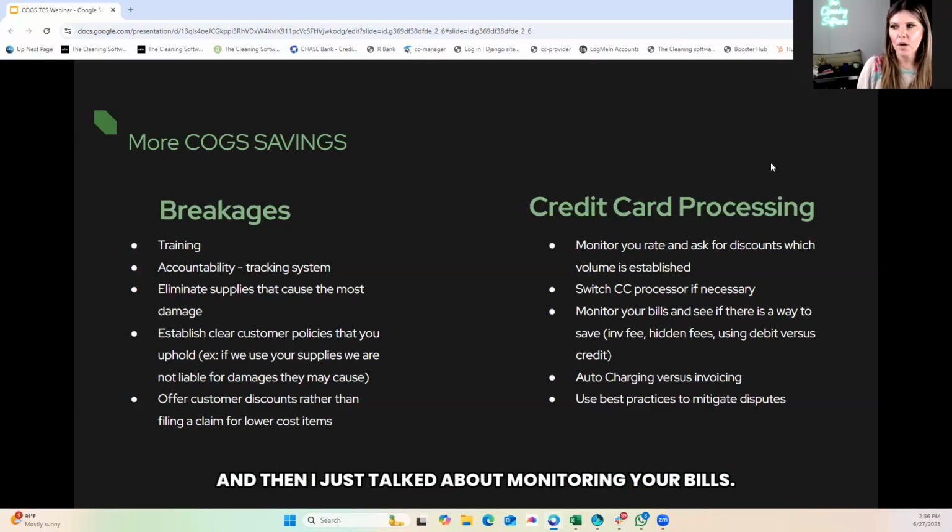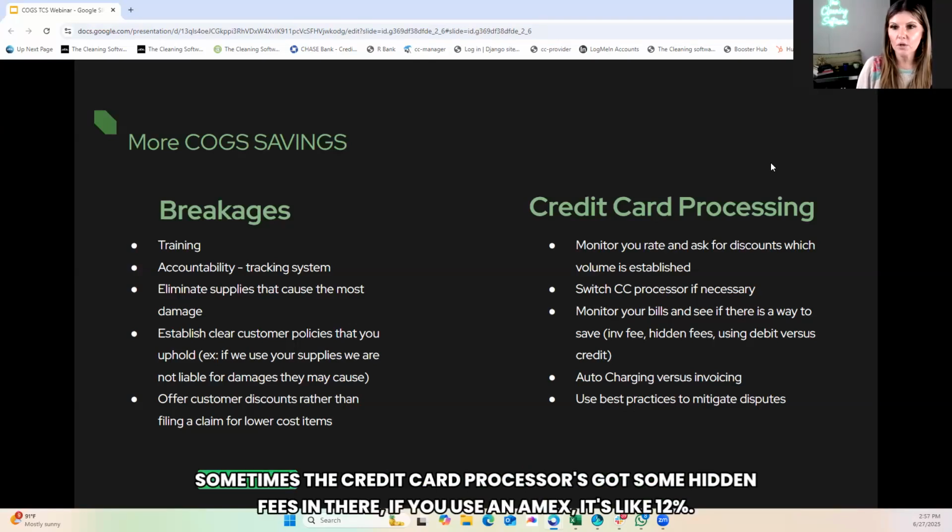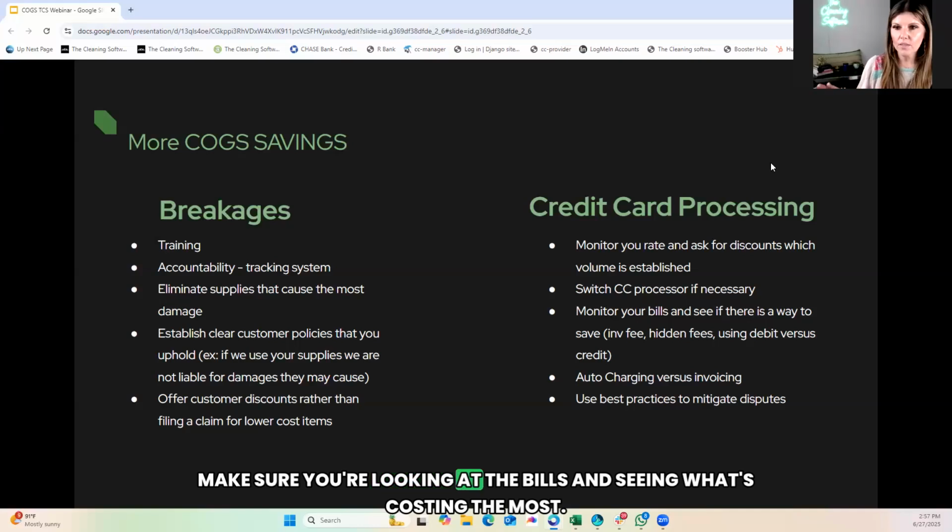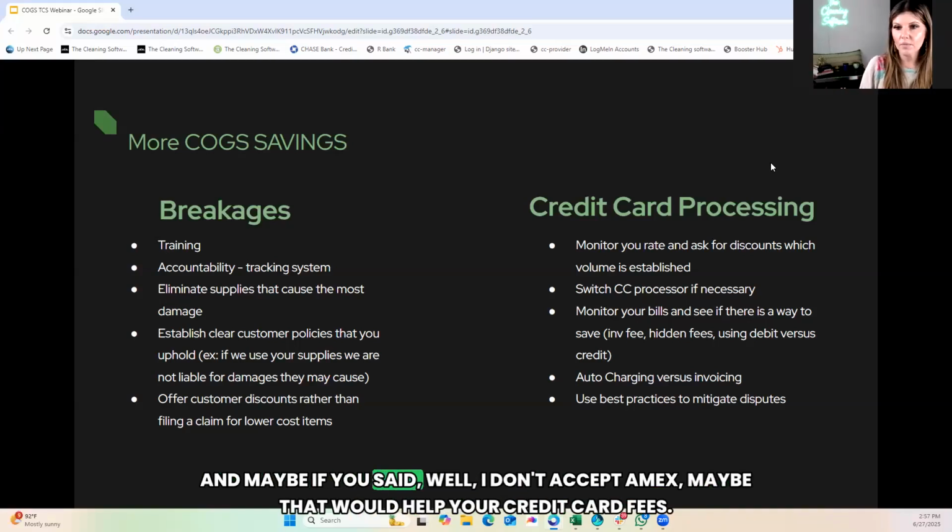And then I just talked about monitoring your bills. Sometimes the credit card processor's got some hidden fees in there. Like if you use an Amex, it's like 12%. Make sure you're looking at the bills and seeing what's costing the most. And maybe if you said, well, I don't accept Amex, maybe that would help your credit card fees.